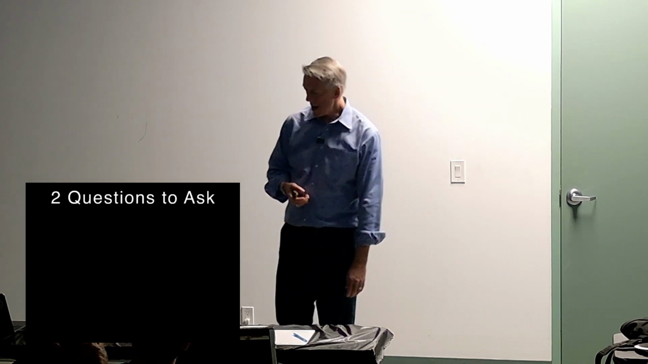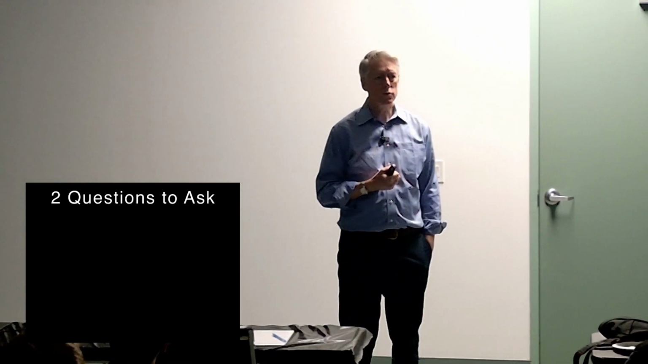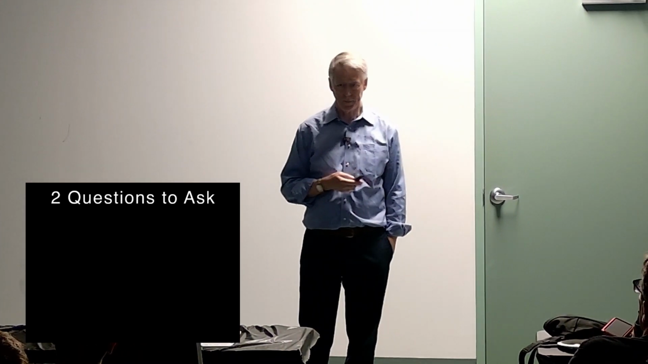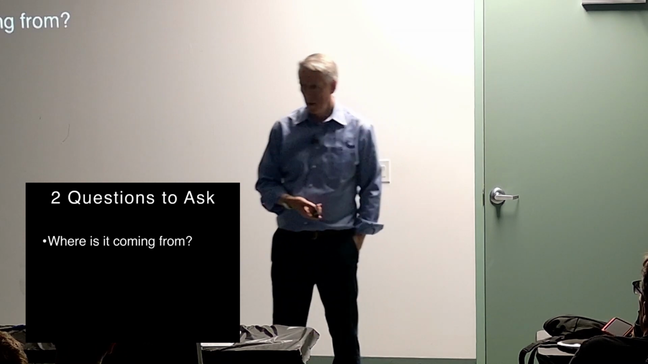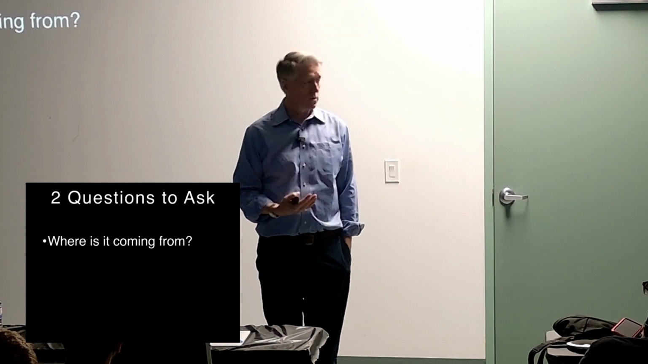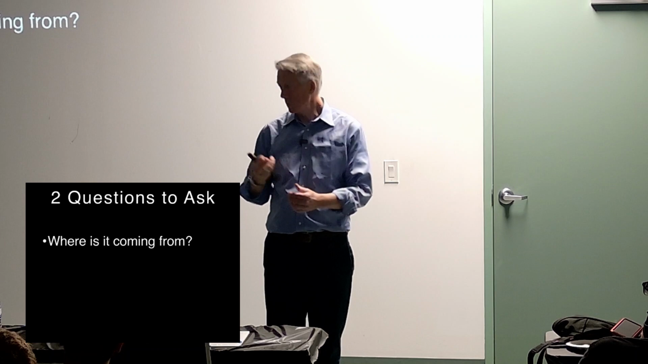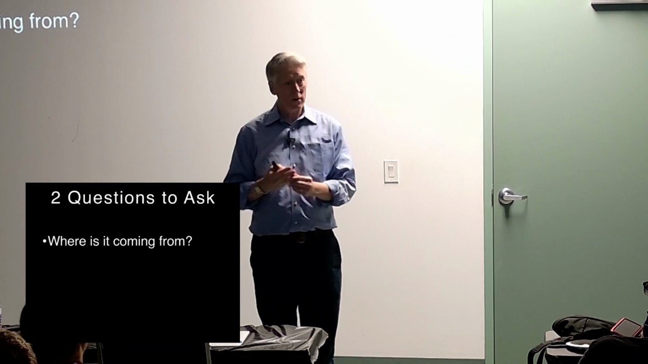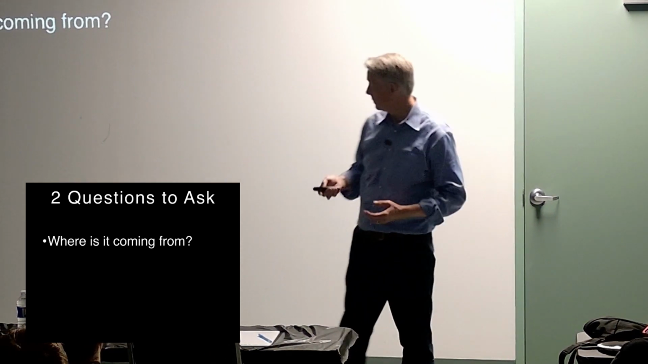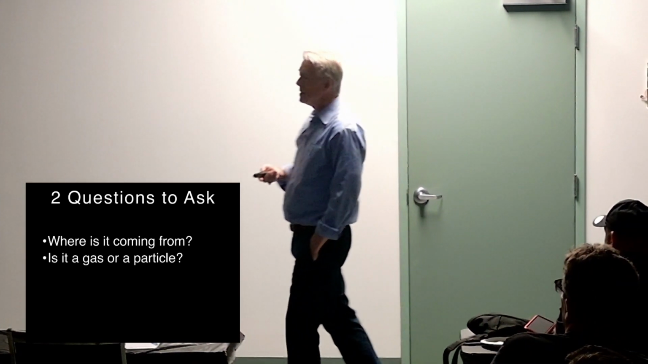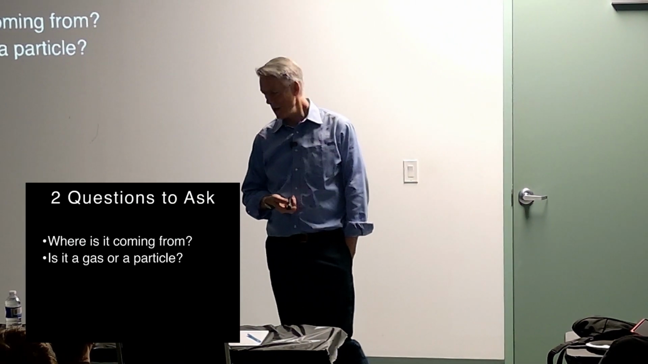So there's two questions to ask, and these two questions have to do with how you're going to treat the indoor air quality problems. One question is, where is it coming from? If the pollutant is coming from outdoors, that tells us right away, well, we might not want to run ventilation. We might keep the windows closed and have an airtight house. Airtightness is really good to keep outdoor pollutants from getting into your house. And then, is it a gas or a particle? Why would I ask that?